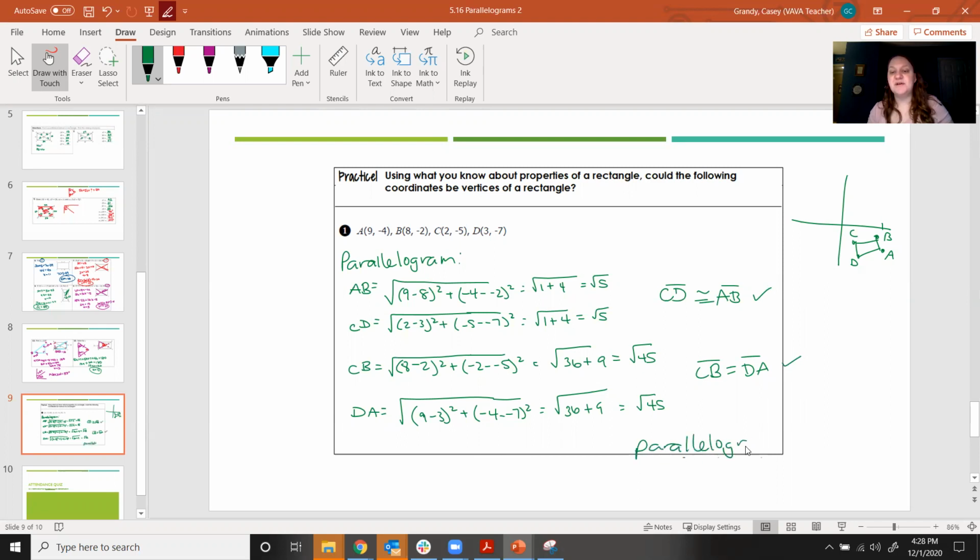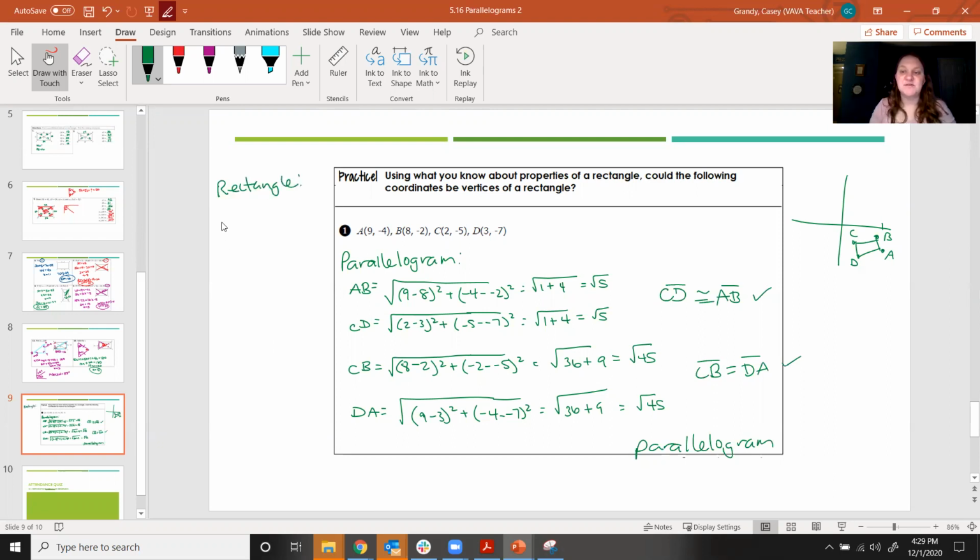Now that I've proven it's a parallelogram, now I have to prove if it's a rectangle or not. So to prove if it's a rectangle, you can find the slopes of each side and prove it has 4 right angles, or you can prove the diagonals are congruent. The easiest, fastest way is to show that the diagonals are congruent. Okay, I wish I had more space. I'm going to go over here. So let's prove it's a rectangle.